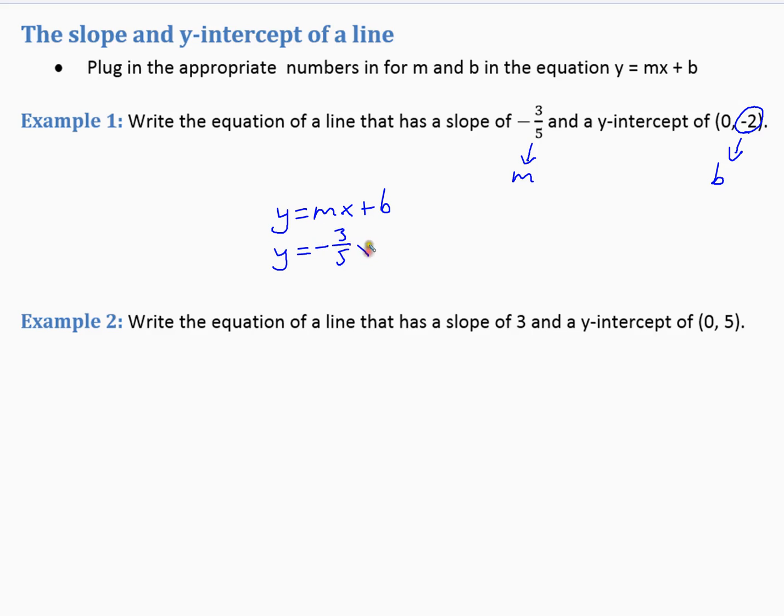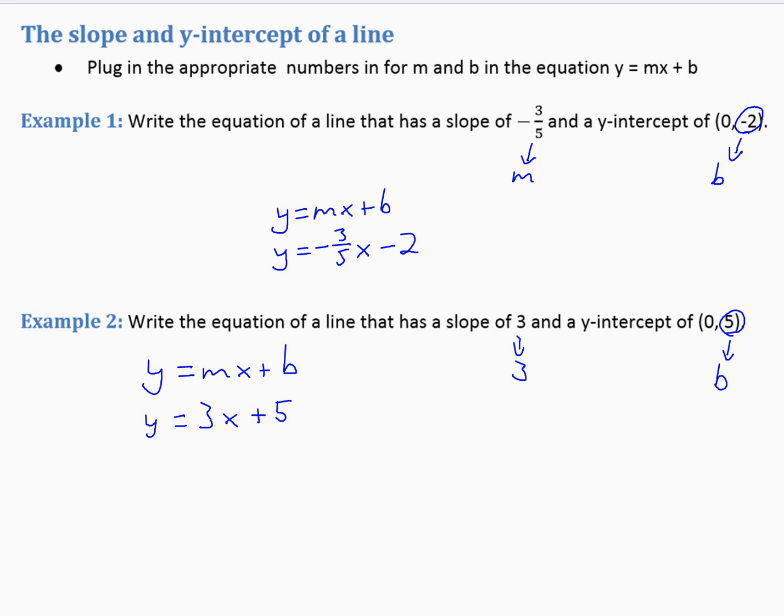Still leave the x here. Do not forget the x. That will totally change the problem if you don't. And then the y-intercept was -2, so we can put -2, or we could put plus -2. Same idea here. Write the equation of a line that has a slope of 3 and a y-intercept of (0, 5). And so y equals mx plus b. This is our slope. And this 5 is our y-intercept. That's b. And so we have y equals 3x plus 5. And that's the equation of the line.